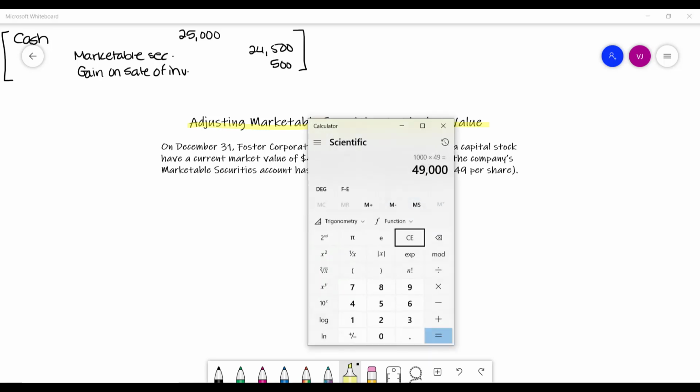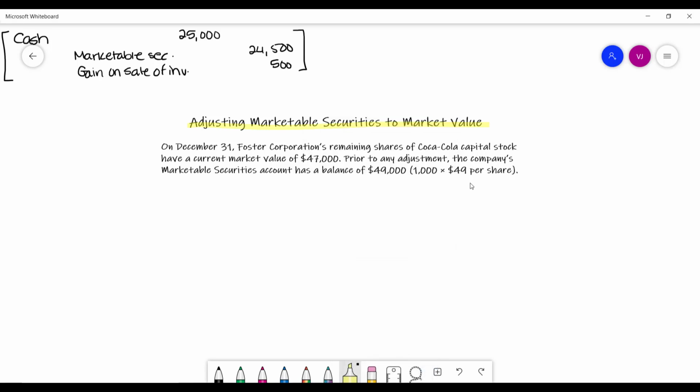Remember what we just found. We have 1,000 shares left, costing us $49 each. But the current market value is only $47. So we actually have to mark the marketable securities account down to current market value. So that will involve a decrease to marketable securities in this case, because market value is lower than the balance in that account. And the account that we will increase to offset that is an account called unrealized holding loss on investments, or it would be unrealized holding gain on investment.